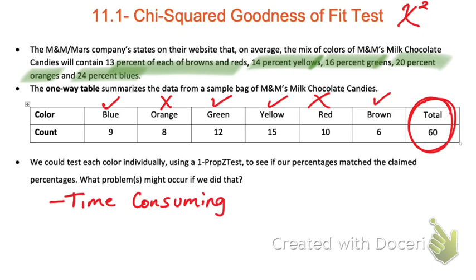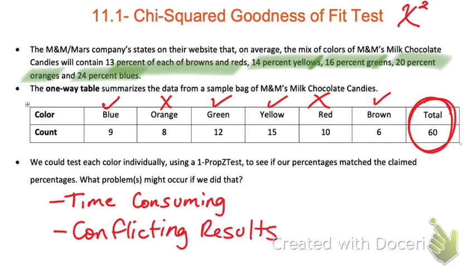What's the problem here? Is their claim distribution right, or is it wrong? It's wrong, but only for some. And so, is it right or wrong fully? Okay, so we might get conflicting results. So that can be a problem as well. All right, so how do we fix this? How do we make sure that we don't have to do 6 1-prop z-tests and we don't have conflicting results?